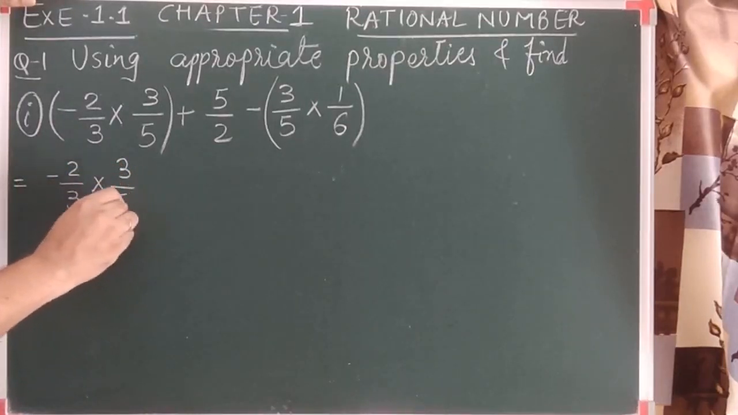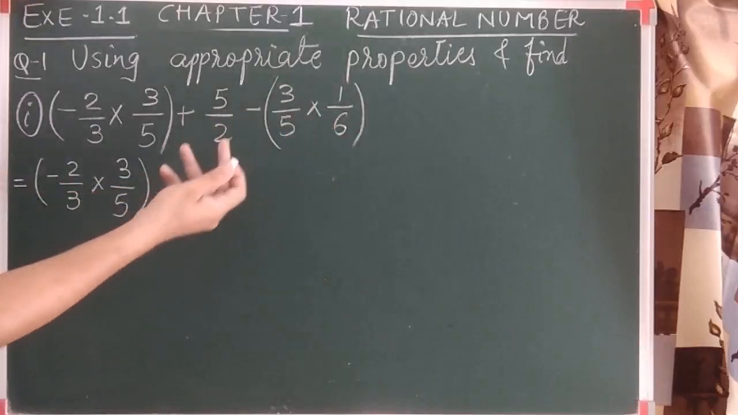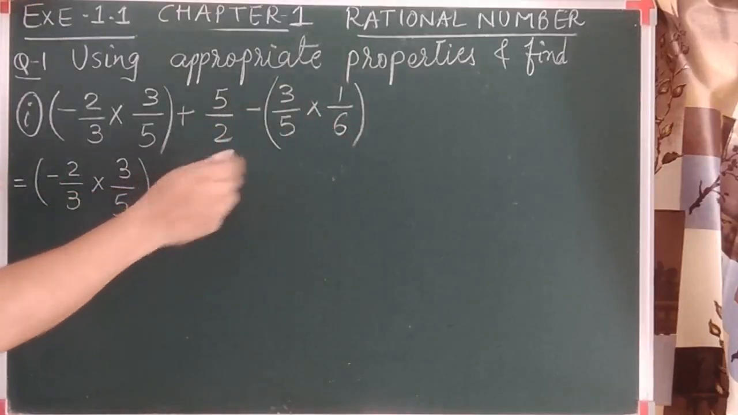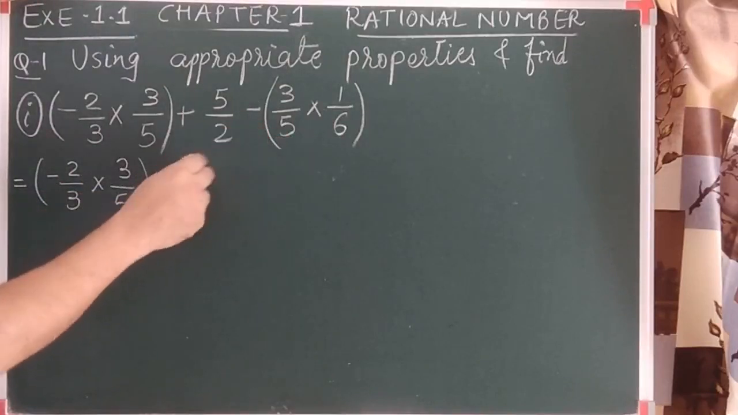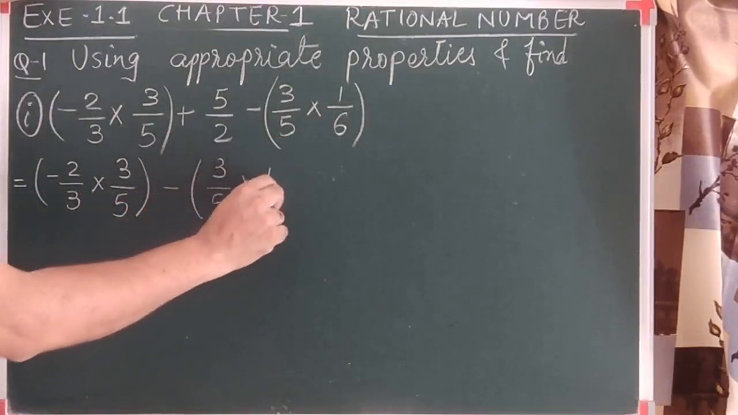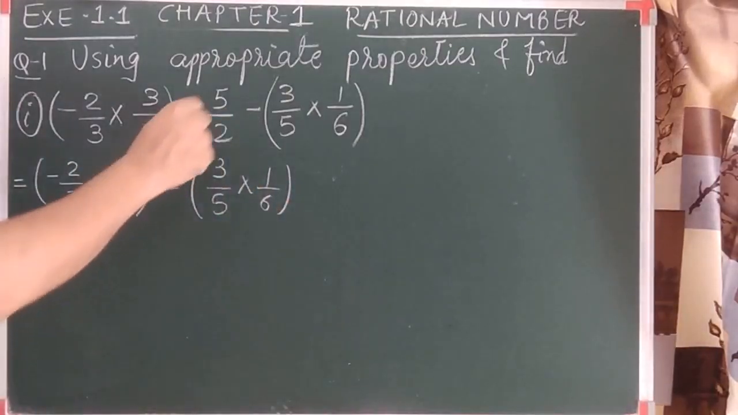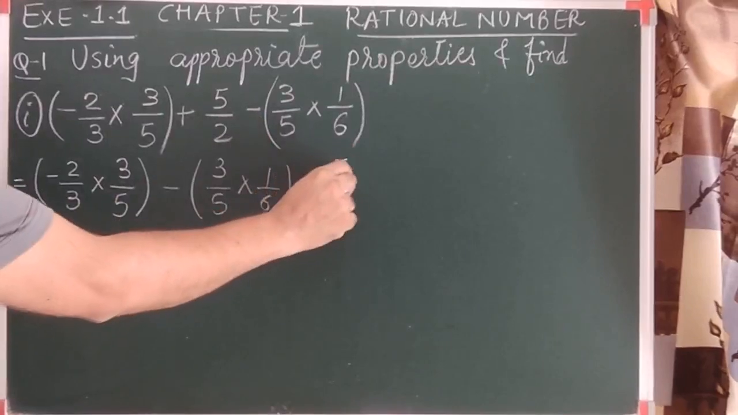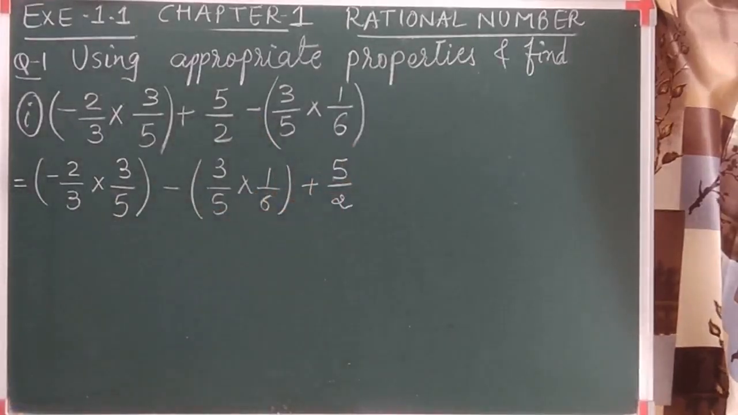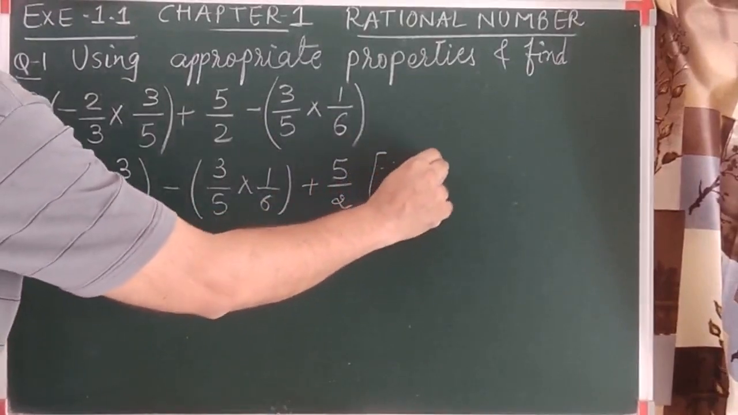This term as it is, I'm writing this term. When you are changing the order of the terms, you should write the term with its sign. Remember, the sign of this term is negative, so it should remain negative when you are changing the order, and this remains as it is. Don't forget to write the property which you used. You used the commutative property.